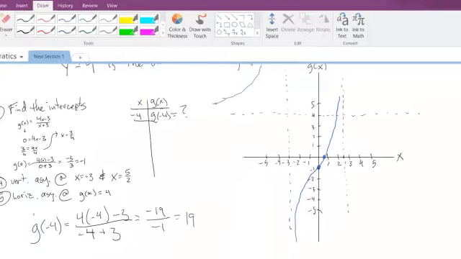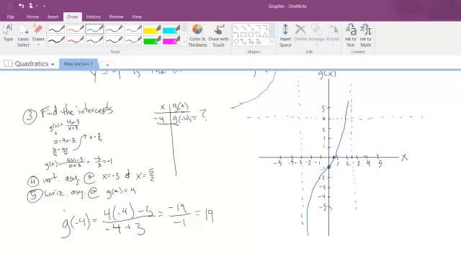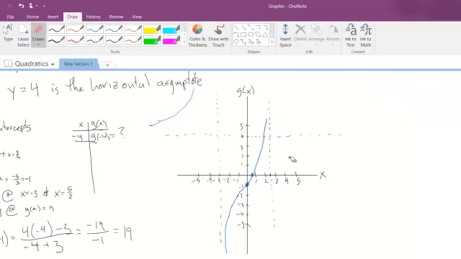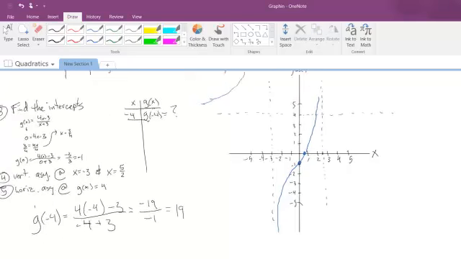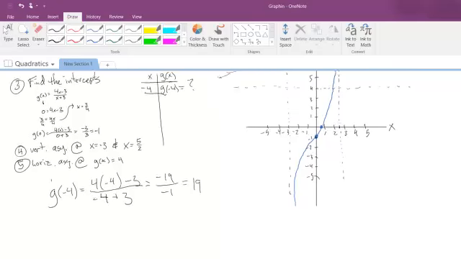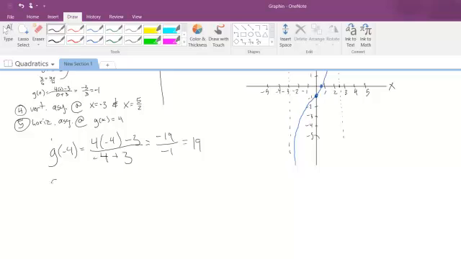Let's see what happens at +4. G of +4. Why am I trying to find that out? I'm doing that because I want to know whether the graph does this or this. I don't know which one of those it does. It's not going to do both, by the way. It wouldn't be a function, for one thing. So let's try g of +4, see what happens. I'm plugging it into this version.